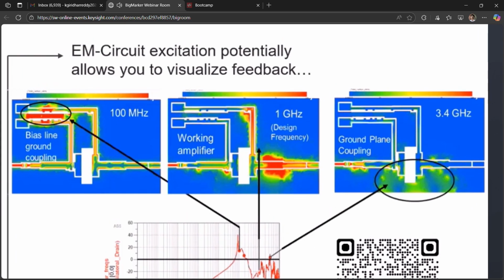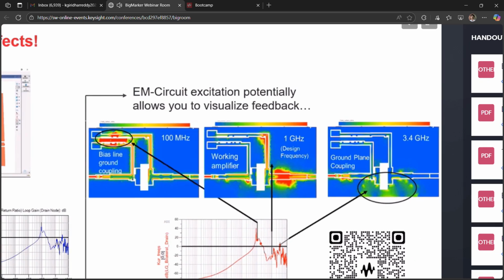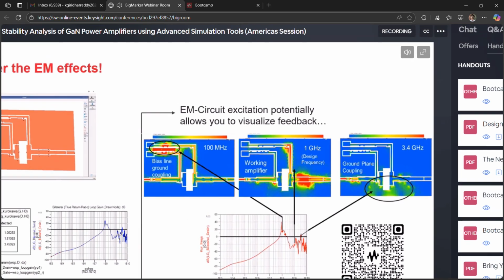So we excite the circuit. And then if you look at this amplifier, you can see some kind of interesting things. I want to start with the middle plot. That's at 1 gigahertz. That's where the amplifier was designed.